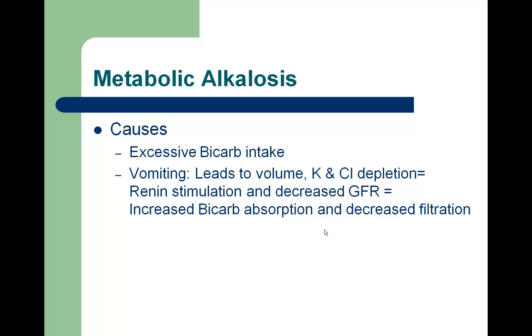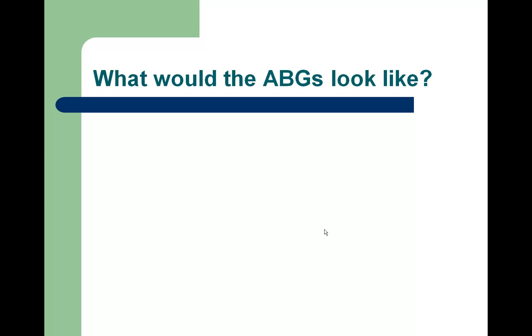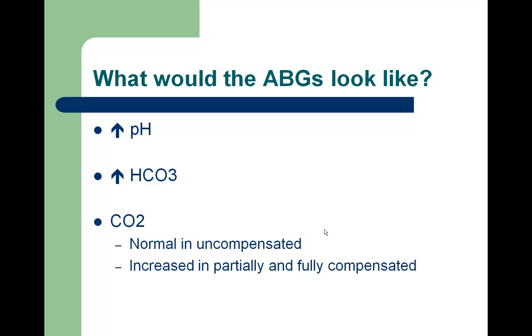Vomiting can lead to an excess in K and chloride depletion. Renin stimulation and decreased GFR will equal an increased bicarb absorption and decreased filtration. What would the ABGs look like? You'd see an increased pH, an increased bicarb level, and CO2 normal in an uncompensated state, or increased in a partially and fully compensated state.